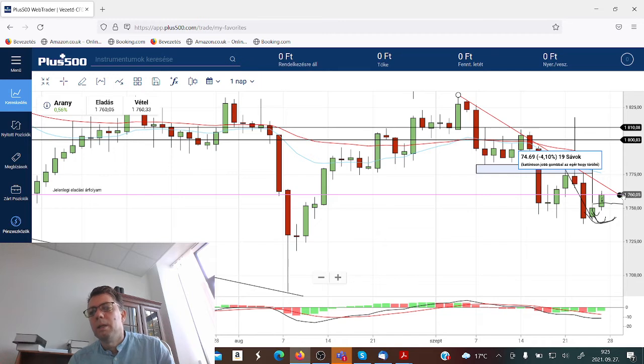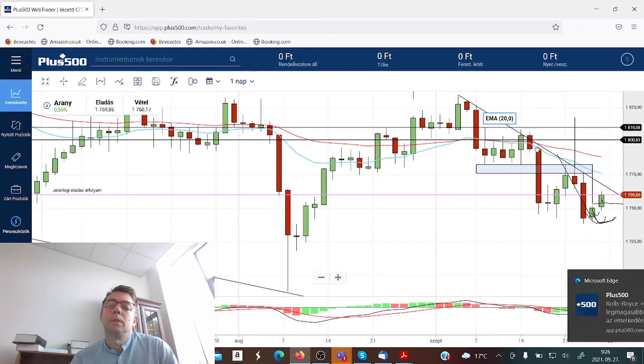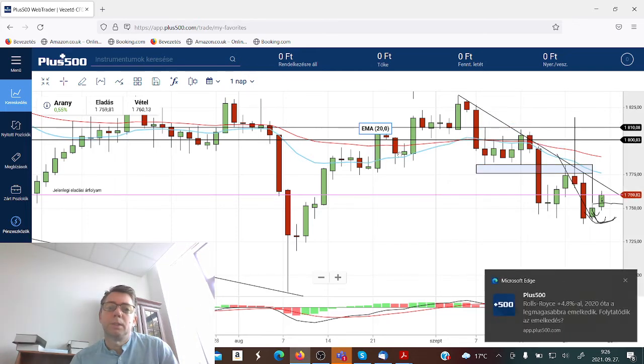So we need to break above that and break above this area to say that we are going to go long, and then we will see what happens. When we reach this 1775, I will sell my long position. I will step out of my long position and wait a little bit, because we will go sideways here or fall back or break above, and then we will see what the chart is telling us.